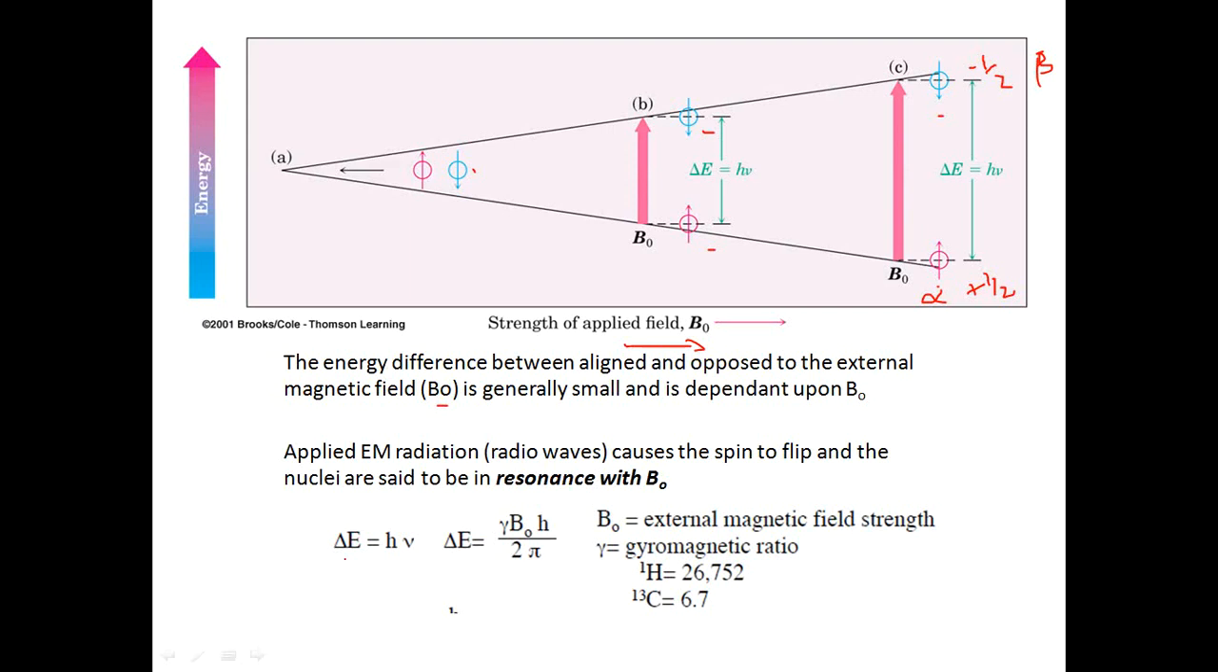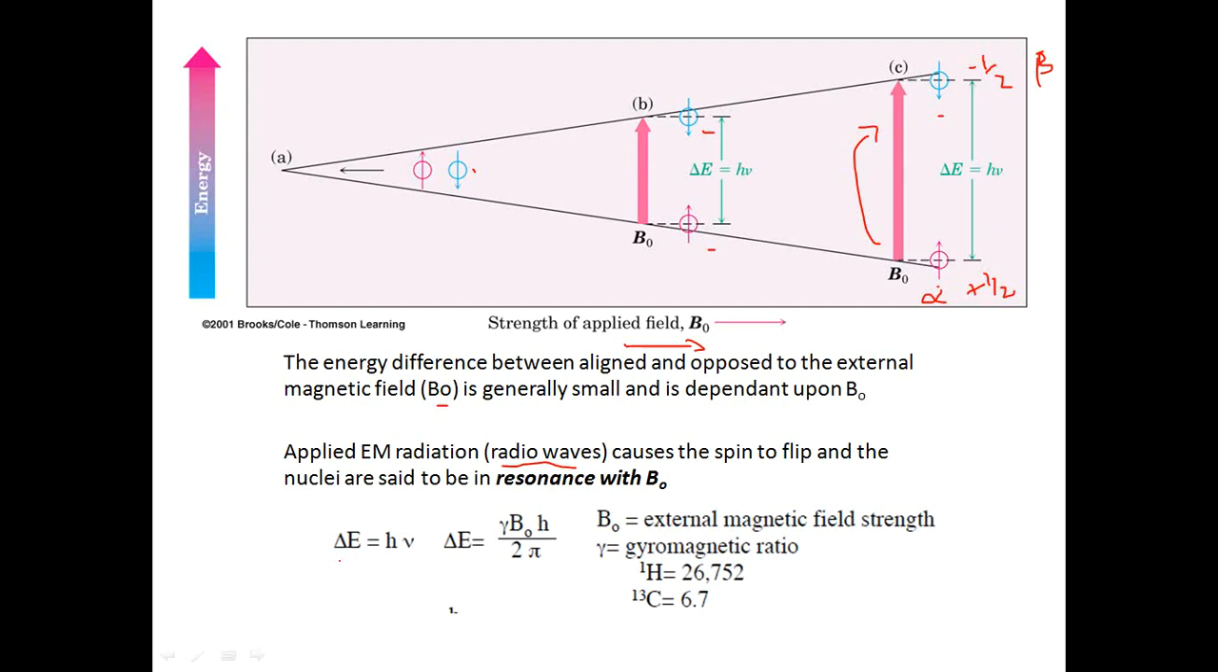So when you apply electromagnetic radiation to this spin state, that is, in the region of radio frequency, radio waves are applied, it causes the nuclear spin to flip into the opposite orientation. That is, a spin flip occurs for this particular nucleus, and this is called resonance. It means the flip is resonating with respect to the B naught value.